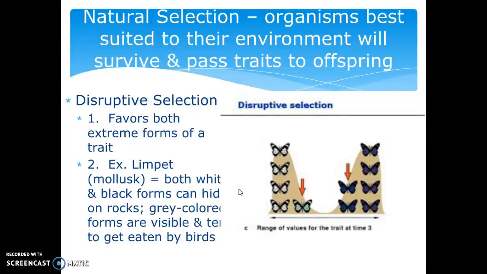Your last one, which is the easiest for kids to remember usually, is disruptive selection. You talk about disrupting something, you are kind of taking out a part of it. And this is going to favor both extreme forms of it. So it's going to favor this guy and it's going to favor this guy. There are no guys in the middle, okay, because the average individual cannot survive. So your example here, both white and black forms of a mollusk can hide on rocks, whereas gray color can't hide on rocks within that area, and it's super visible and gets eaten by birds.